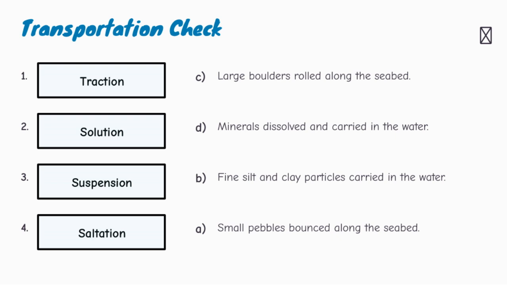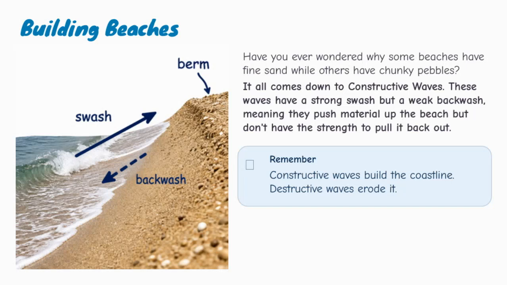These processes explain how material gets moved along the coast. But once wave energy drops, that material is deposited, helping to build new landforms. Now let's look at the most familiar depositional landform, the beach.